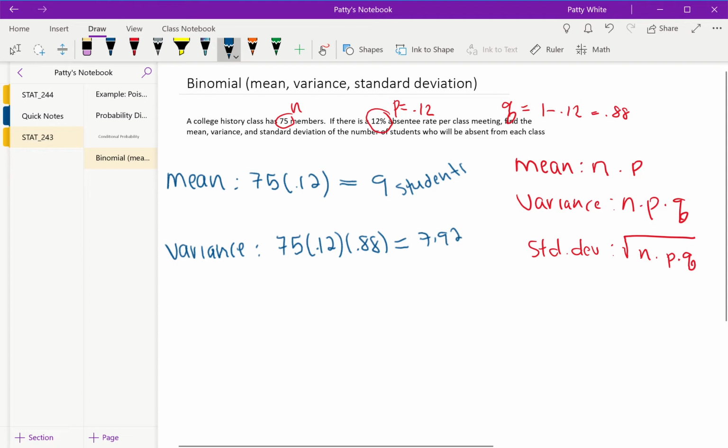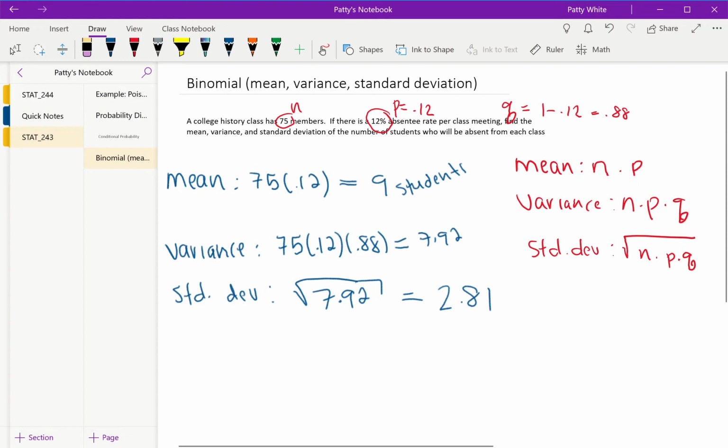And then to find the standard deviation, we can just take the square root of that number. So the standard deviation is the square root of 7.92, which is 2.81, I believe. So 2.81 students, and the variance is 7.92 students squared.